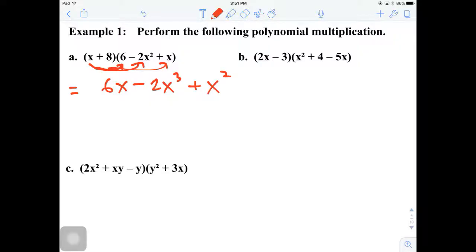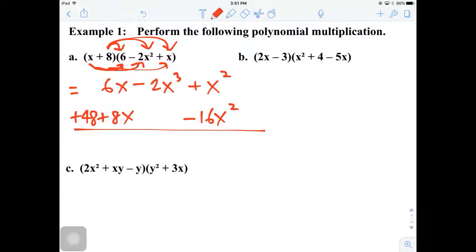In the next set of multiplication, I'm going to distribute the 8, and watch out, I'm going to be actually lining up by the like terms. So 8 times 6 is 48. There are no whole numbers here, so I can just put it on the side in the front. So that's 48. Next, I have 8 times negative 2x squared. That's going to give me a negative 16x squared. And then finally, 8 times x is 8x.